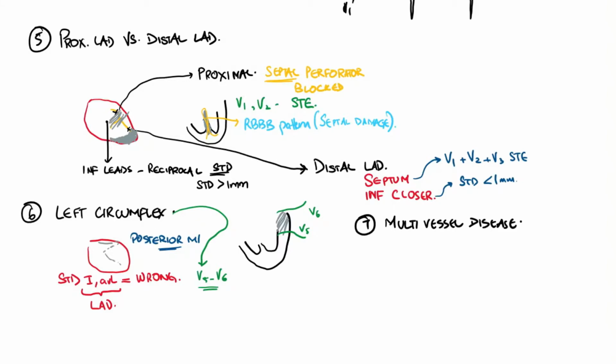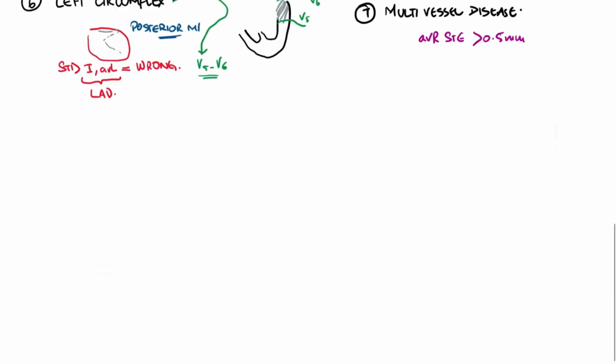The next one is multivessel disease. This is relatively simple. If you see ST elevation in AVR, which is more than 0.5 millimeters, this is indicative of multivessel disease or triple vessel disease.